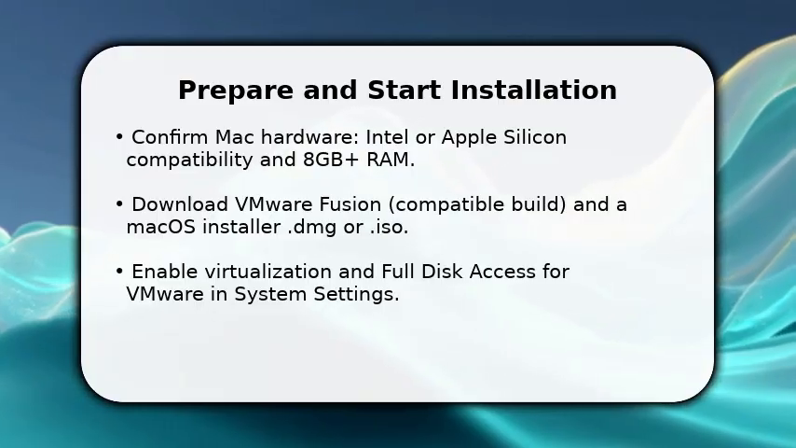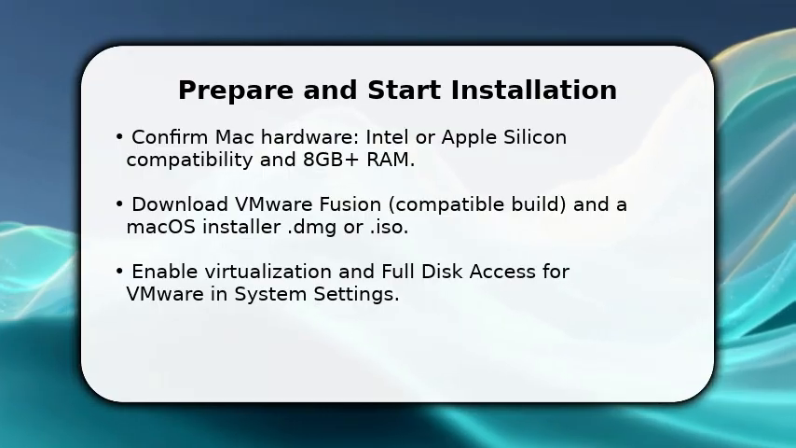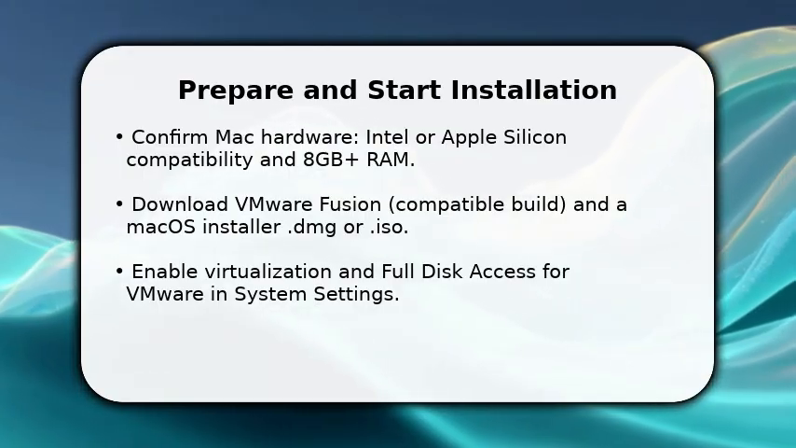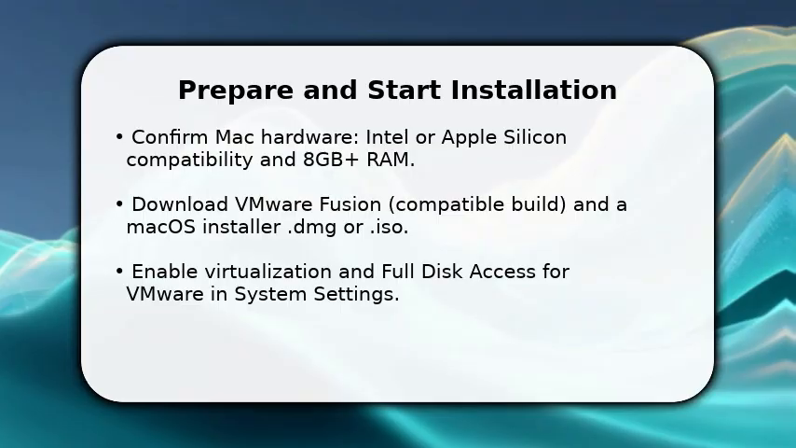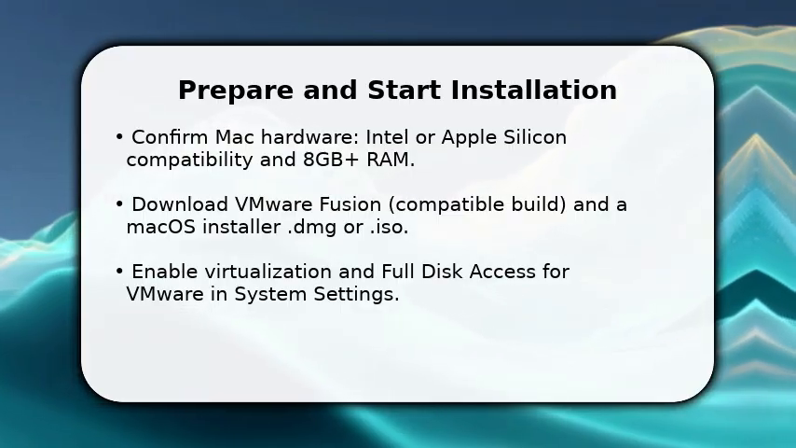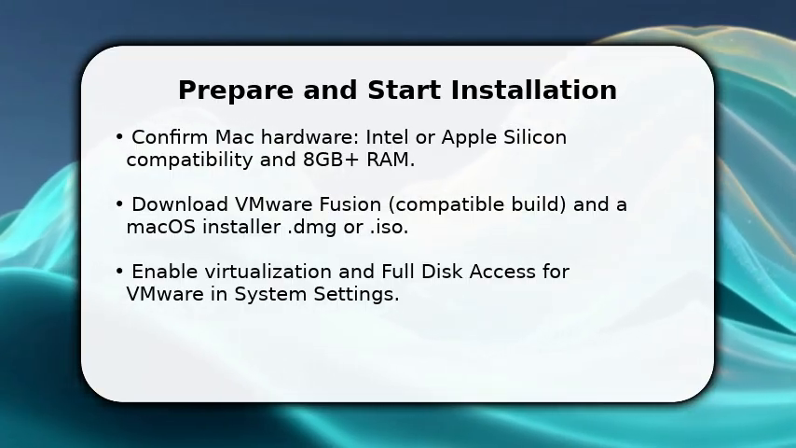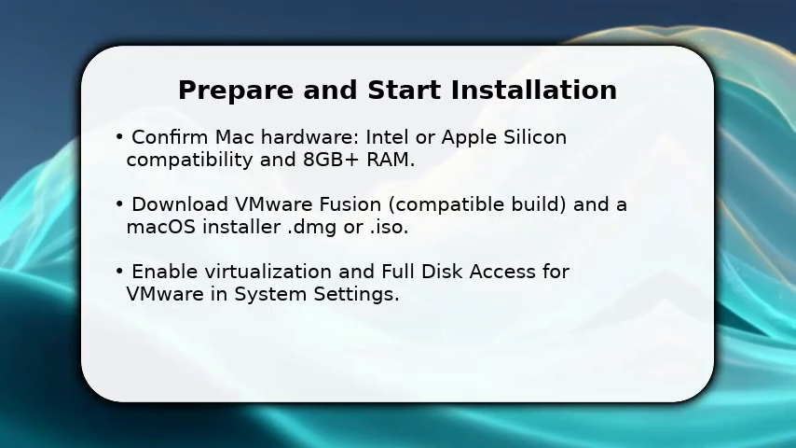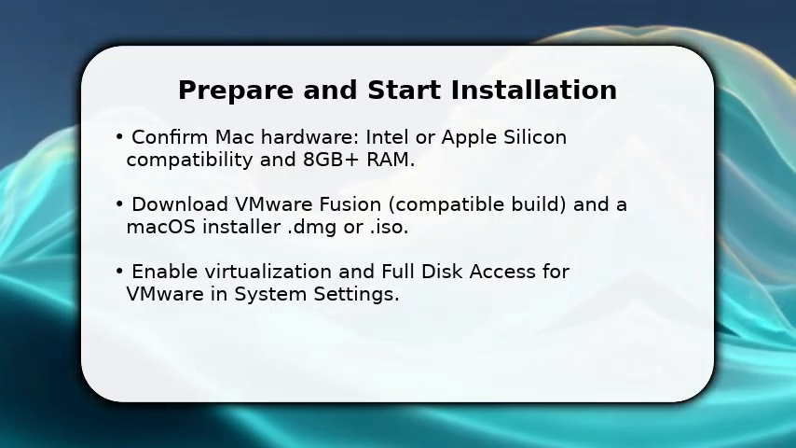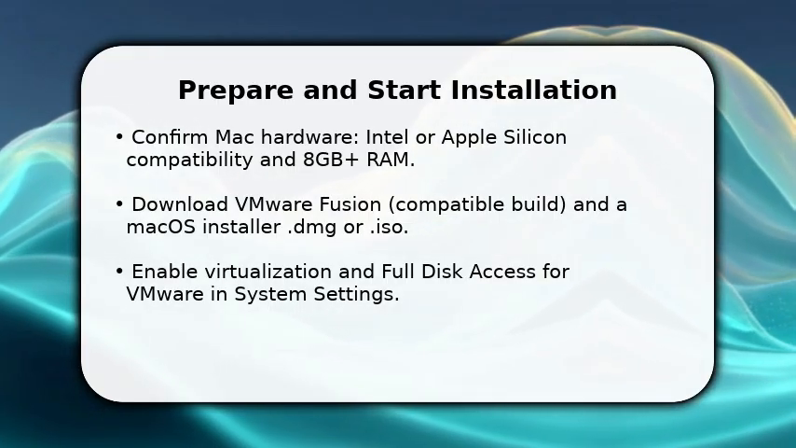You'll begin by confirming hardware and getting the installer. This matters because virtualization needs proper CPU support. Once you've downloaded VMware Fusion and a Mac OS image, grant Fusion full disk access and enable virtualization features in system settings. Next, open Fusion and choose New Virtual Machine.